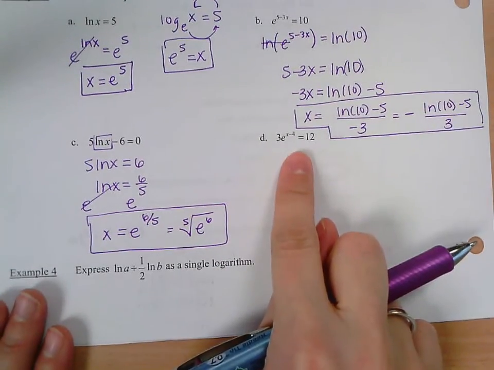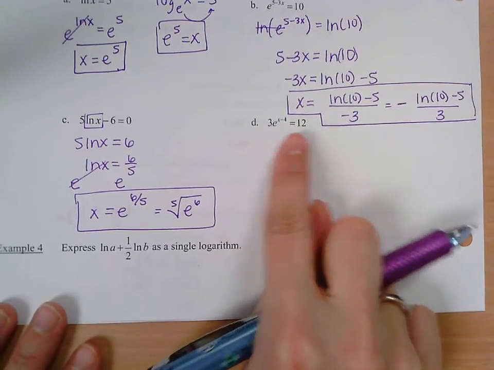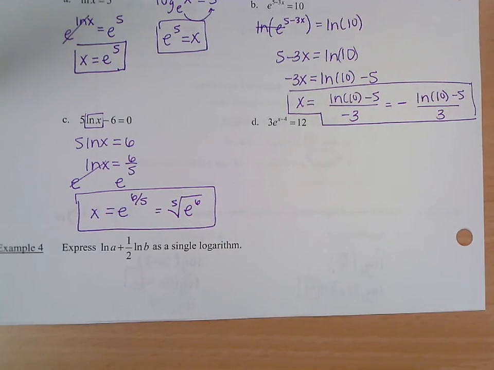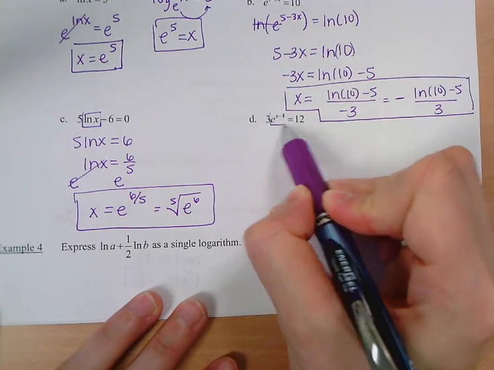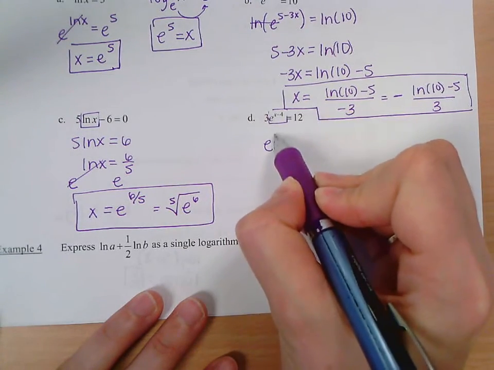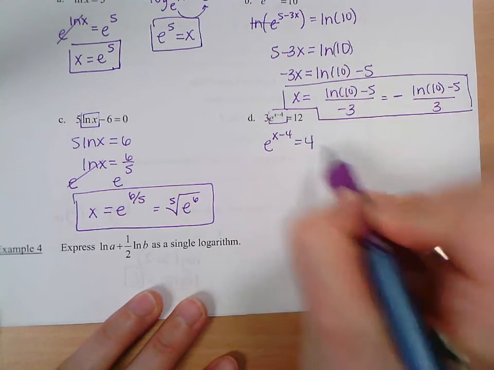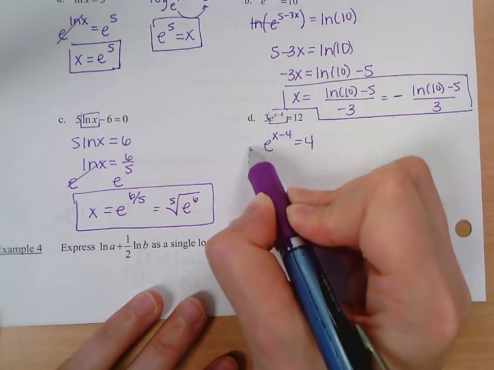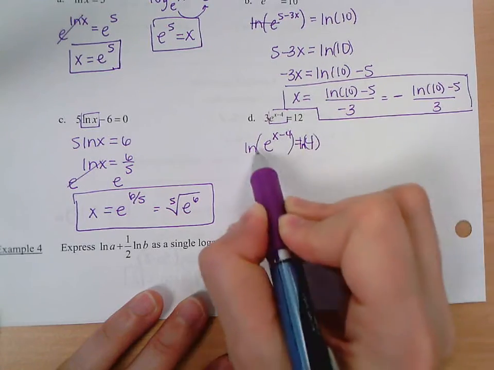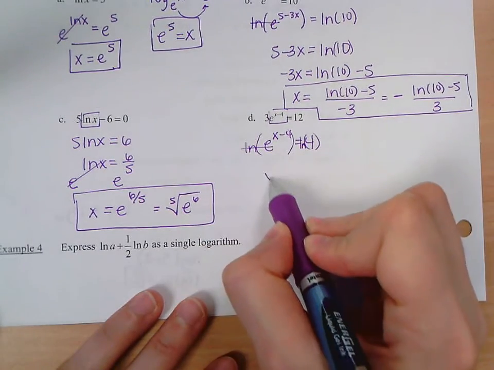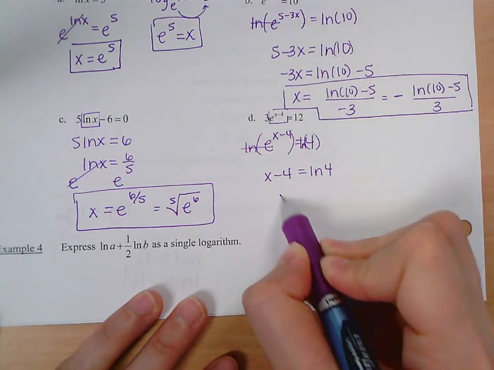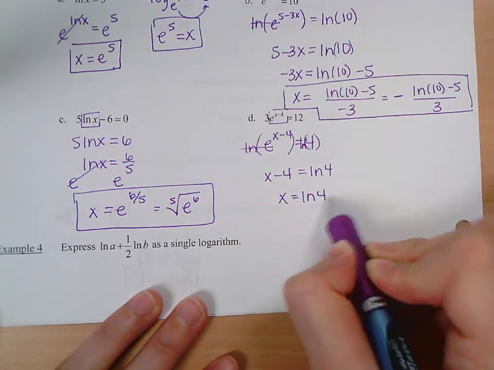Same thing for D. What I see happen is students will right away take the natural log of both sides, and you can't do that because of the 3. You need to get this by itself first. Divide by 3 first, so e to the x minus 4 equals 4, and then take the natural log of both sides. So natural log of e cancels. I have x minus 4 equals natural log of 4. Add 4, so x is natural log of 4 plus 4.